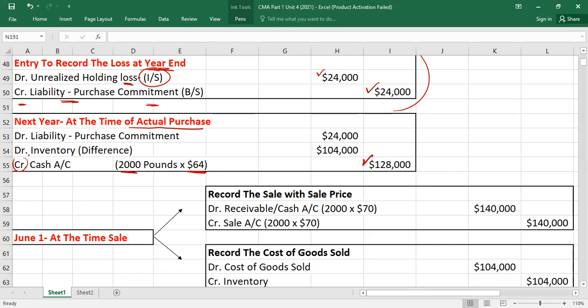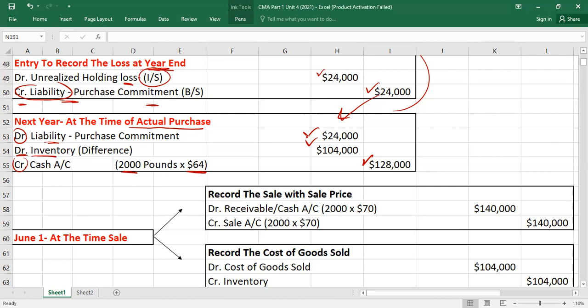Okay. Then on the debit side, what will you do? The liability which you booked at the time of loss should be removed, because this contract is going to settle. Right or wrong? So we will debit this liability with 24,000, the same amount. And the remaining difference you take to the inventory account, because you are buying inventory, right? That's it. February 1 issue is solved.